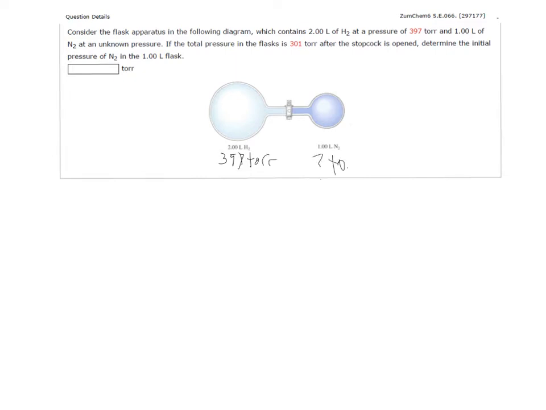Here we have an unknown number of torr. So what we've got to do is apply Boyle's law twice and Dalton's law once. Boyle's law will be applied for each of the two gases. Let's start with the hydrogen.